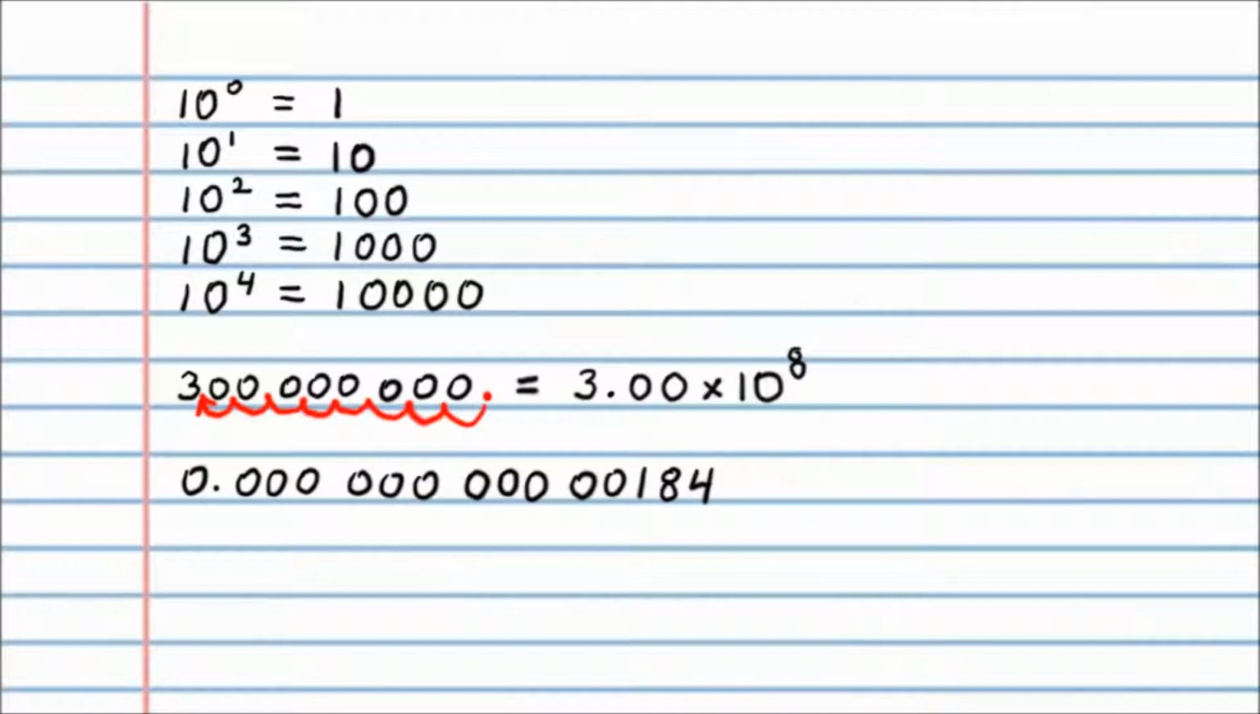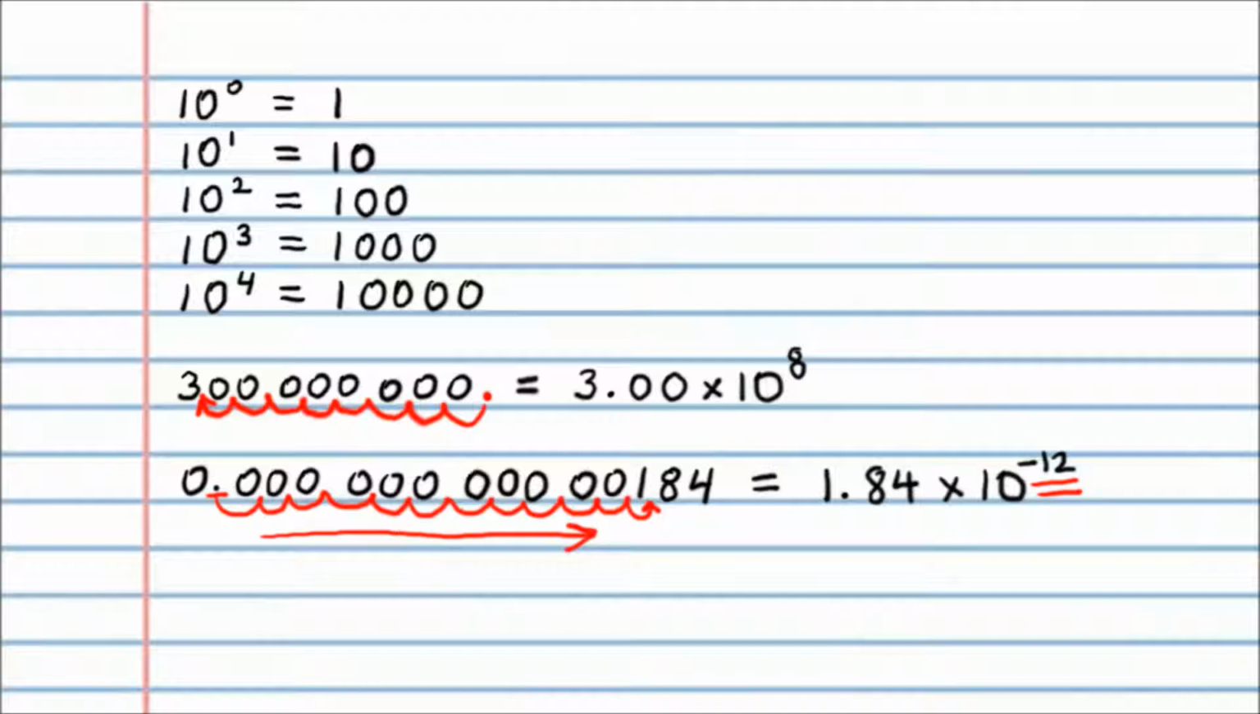So now let's write a very small number using scientific notation. Again, we start by finding the decimal point, and then we count how many spaces over we'll have to move it to put it right beside the 1. So here's our decimal point, and we count 1, 2, 3, 4, 5, 6, 7, 8, 9, 10, 11, and 12. And so we would write this as 1.84 times 10 to the negative 12, where it's negative 12 because we moved the decimal point 12 spaces in the other direction.